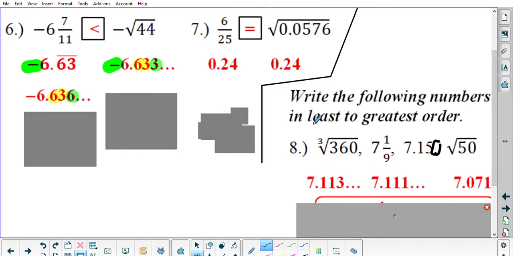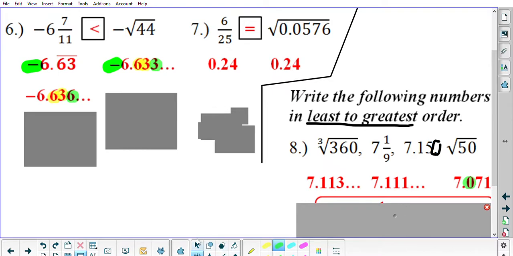So I need to go in least to greatest order. Who is the least? It's the one that had a 0 in the tenths, because all of these numbers start with 7, don't they? But 7.0 something is going to be smaller than 7.1 something.